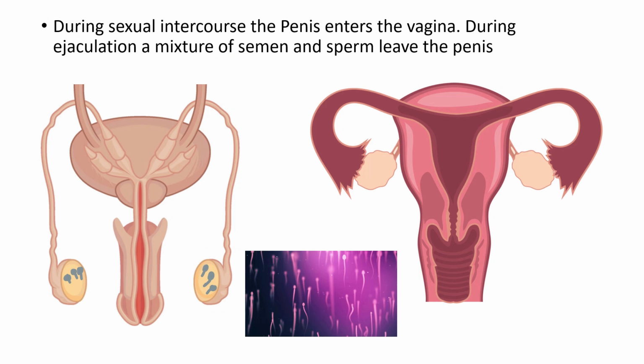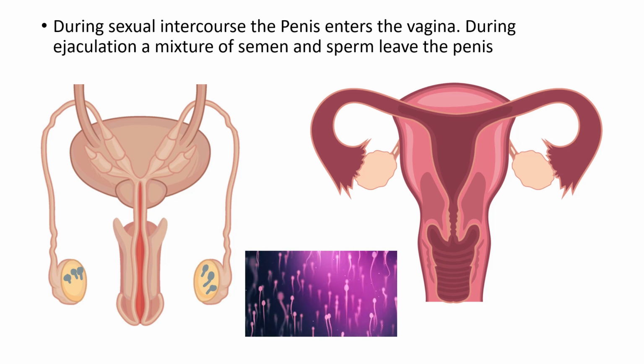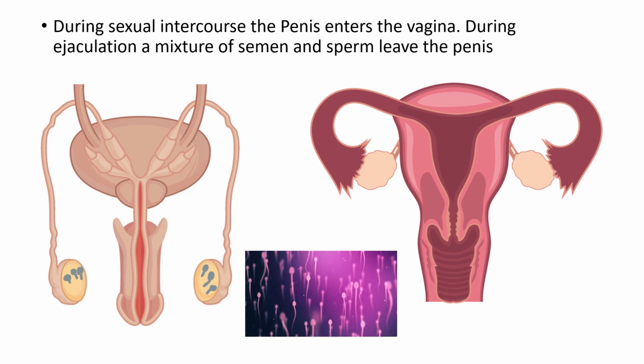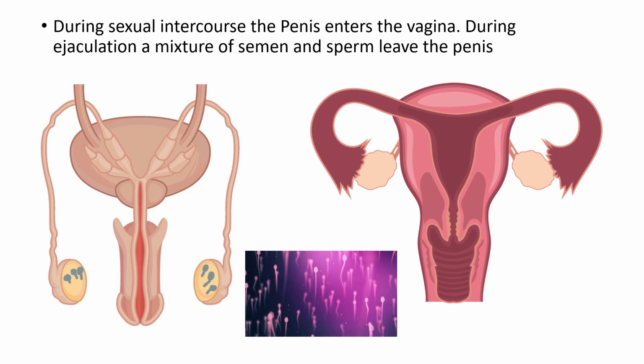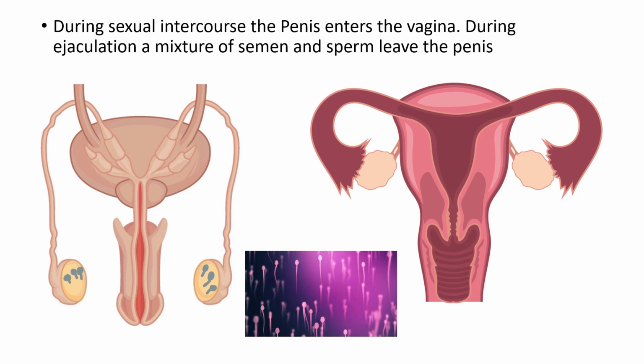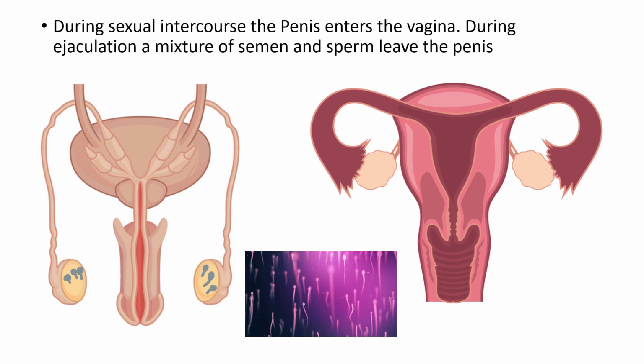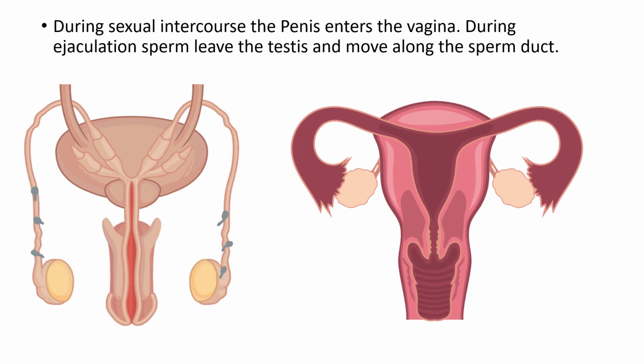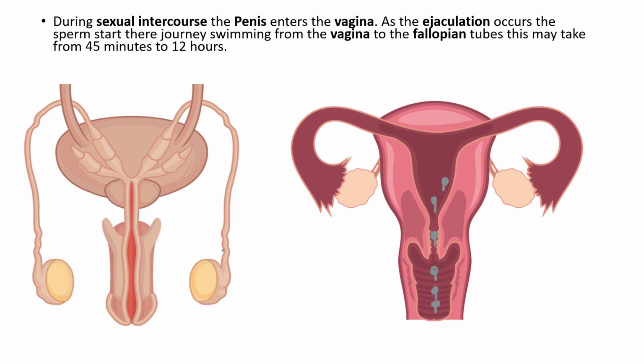Okay, during sexual intercourse, the penis enters the vagina. During ejaculation, a mixture of semen and sperm leave the penis. In 1 teaspoon of sperm, there are roughly 100 million sperm, which is a lot. We can see here the sperm make their way from the testes up the sperm duct. They then move through the urethra and out the head of the penis and into the vagina, swimming through the vagina, through the cervix, and into the uterus.